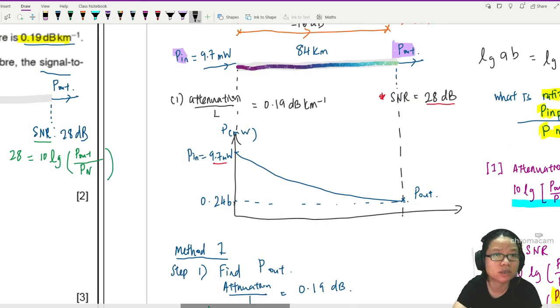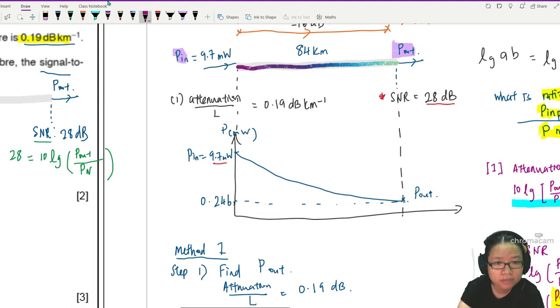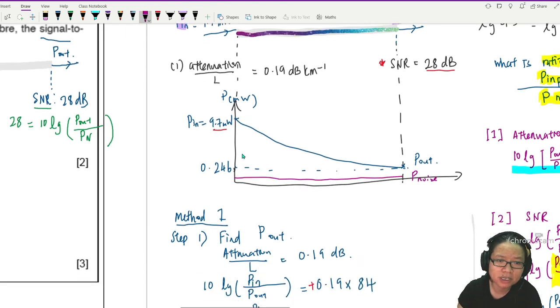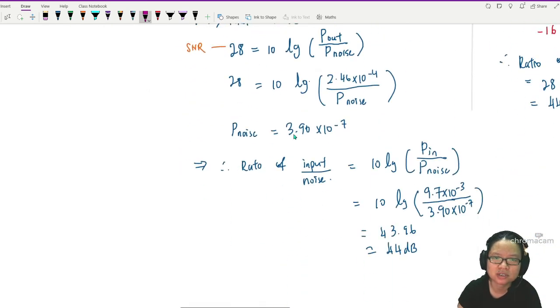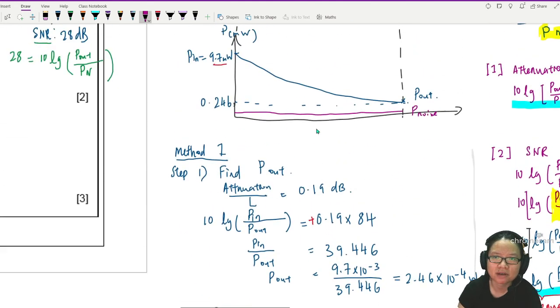One last thing I want to mention is that we know the noise. Let's say this is the noise. This is P noise. P noise is constant. My constant line is so not constant, apologies. It is very tiny. In fact, my P noise shouldn't even register here because it's 3.9 times 10 to the power negative 7.